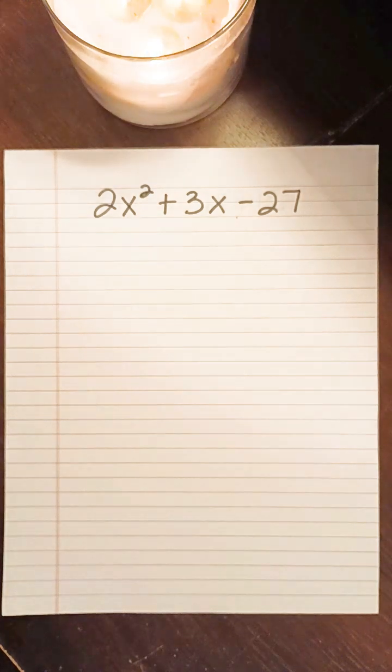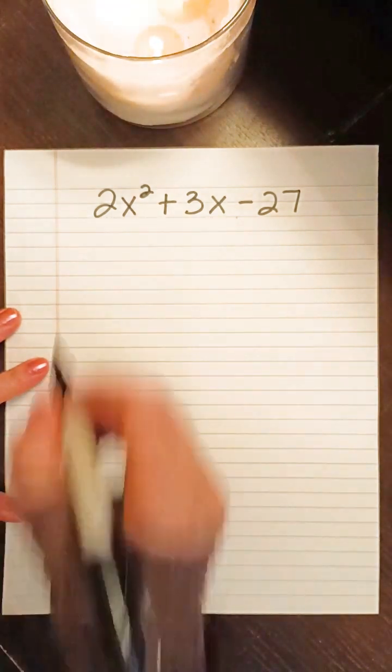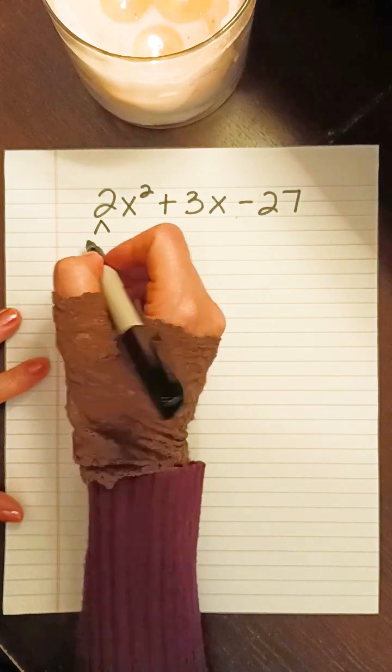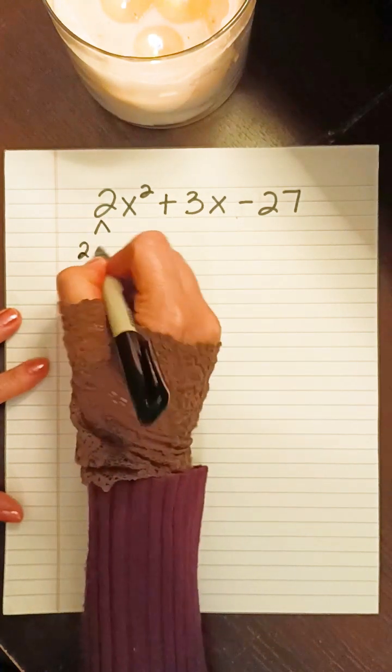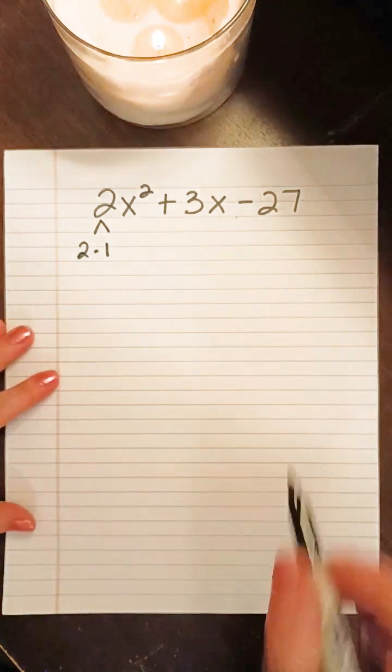Hello everyone, in this video I'm going to show you how to factor some quadratic trinomials using the trial and error method. So what you want to do first is find factors of your A term, the coefficient of your A term. In that case that's our 2. So what numbers multiply to be 2? 2 times 1. And then we want to find factors of our C term.